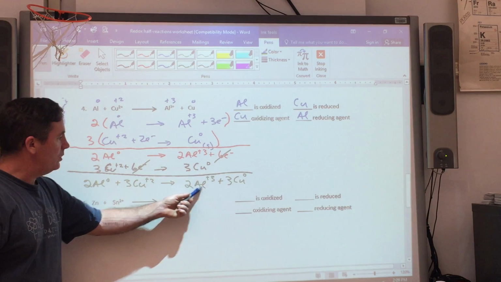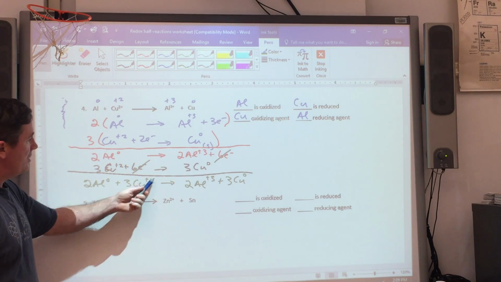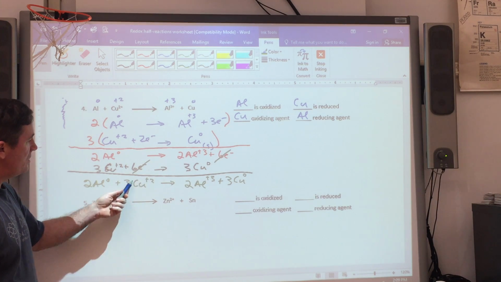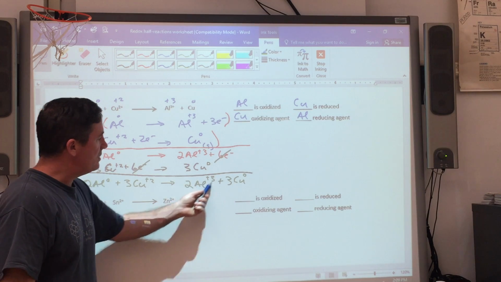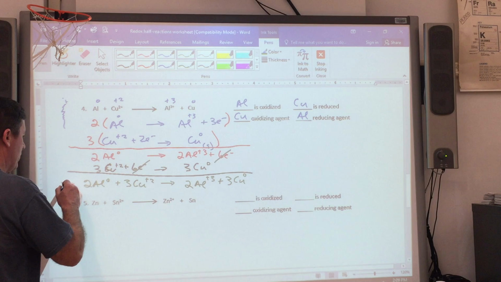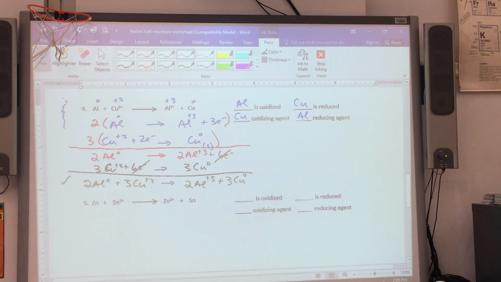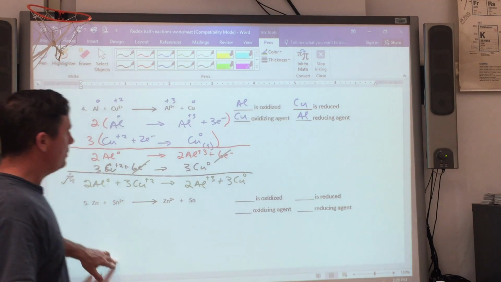2 aluminums, 2 aluminums, 3 coppers, 3 coppers. 0 plus 3 times 2 is 6, positive 6 over here. 2 times positive 3 is 6, plus 0, positive 6 over here. Now I'm done. Okay? How about number 5? Then I'll post the rest of these.